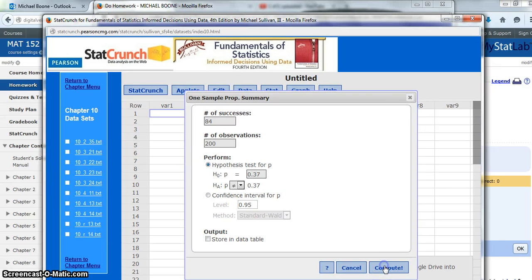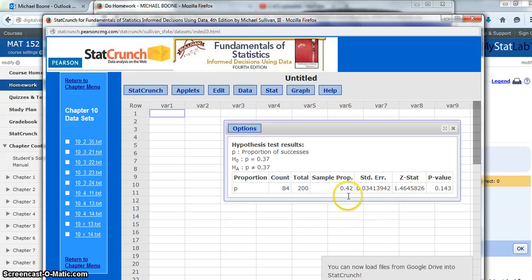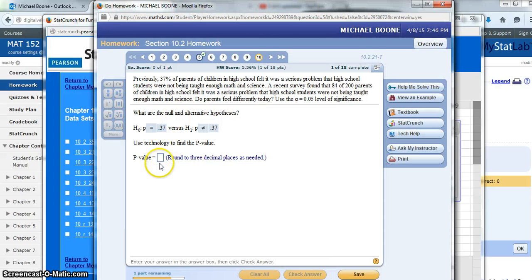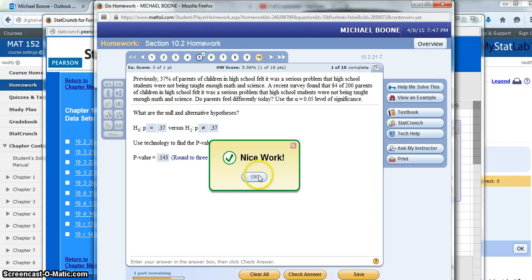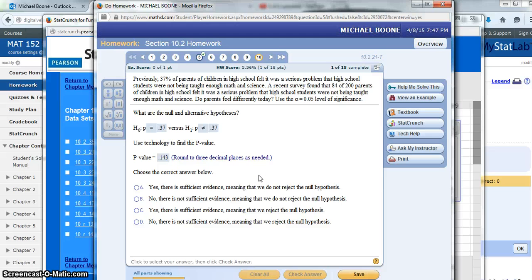So let's compute. So we got a sample proportion of 42%. So that's different than 37%, but is it different enough to say that we think things have changed? I have a p-value here of 0.143. So I believe that's what it's asking next, 0.143, which again is greater than my alpha. My alpha on this one was 5%. So if my p-value was lower, I would be rejecting. But my p-value is not lower than my alpha, so I will fail to reject.